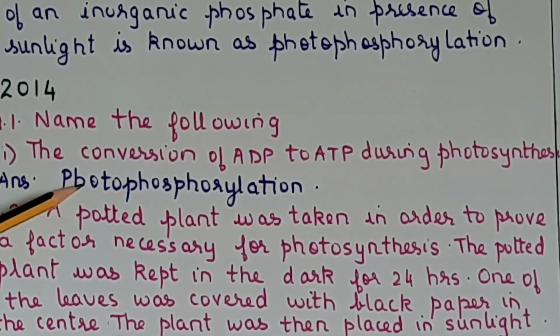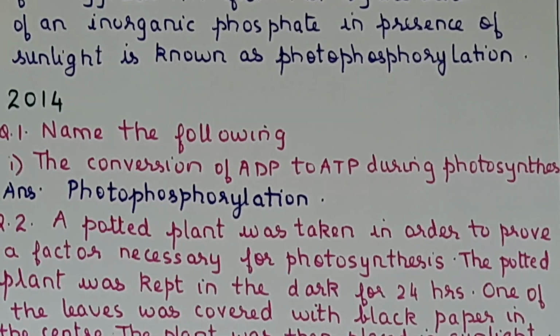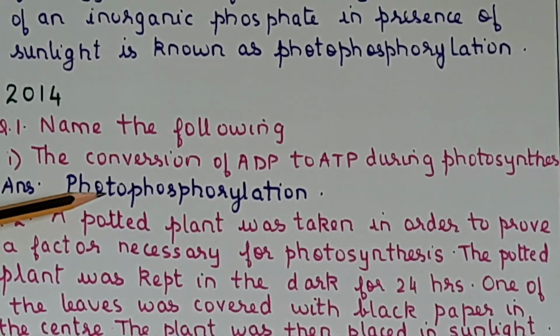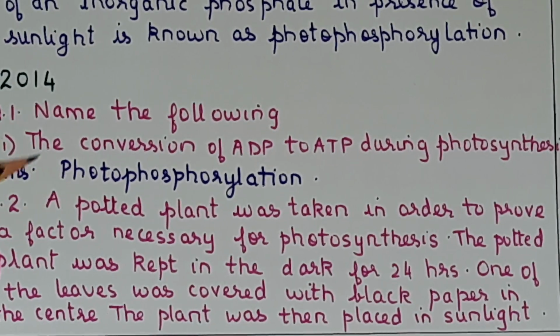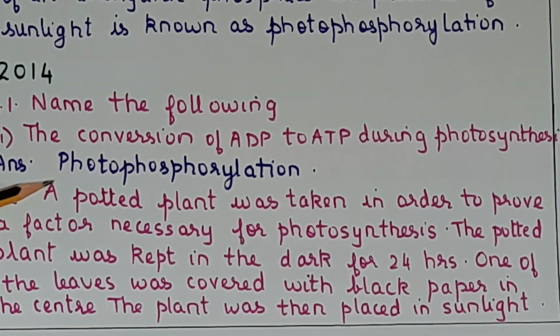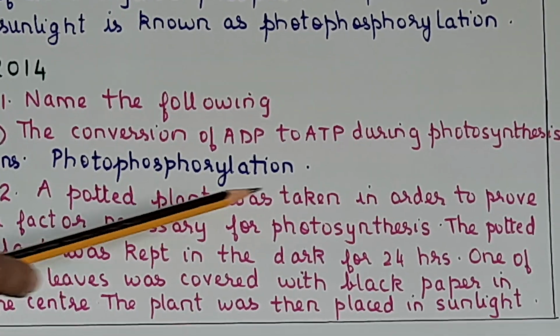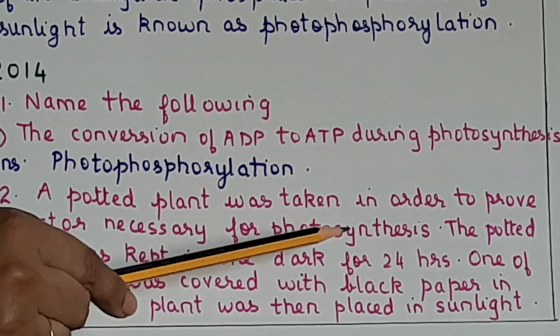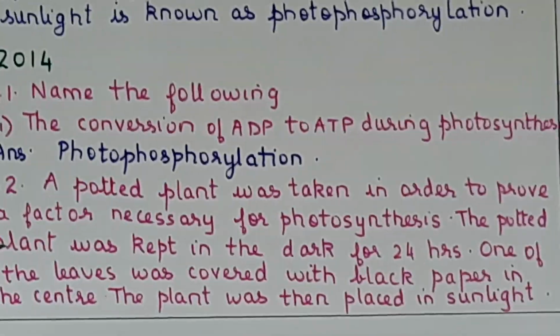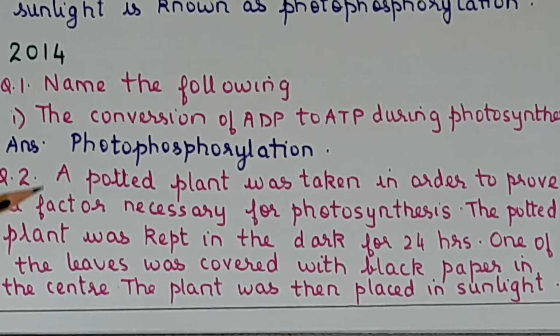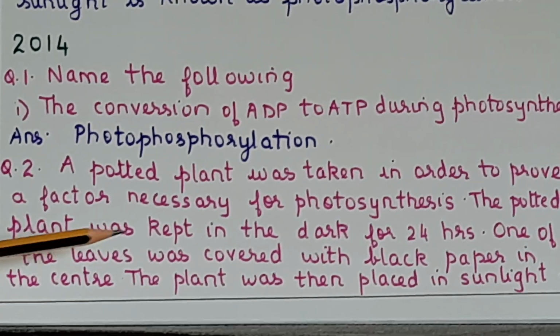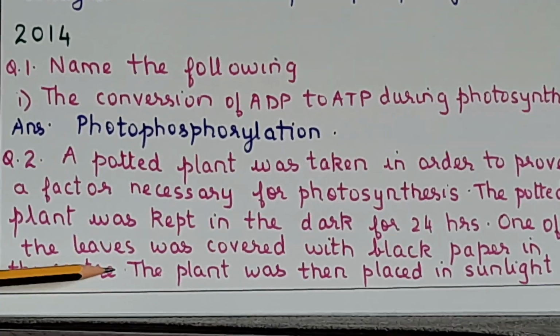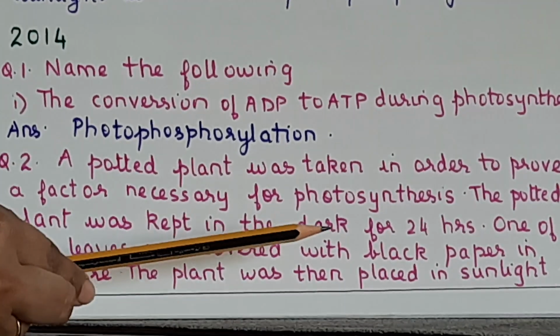So the answer is photophosphorylation. Just now we saw the definition. Now here the same thing has been asked for. Name the following. Then question 2. A potted plant was taken in order to prove a factor necessary for photosynthesis. The potted plant was kept in the dark for 24 hours. One of the leaves was covered with black paper in the center. The plant was then placed in sunlight.